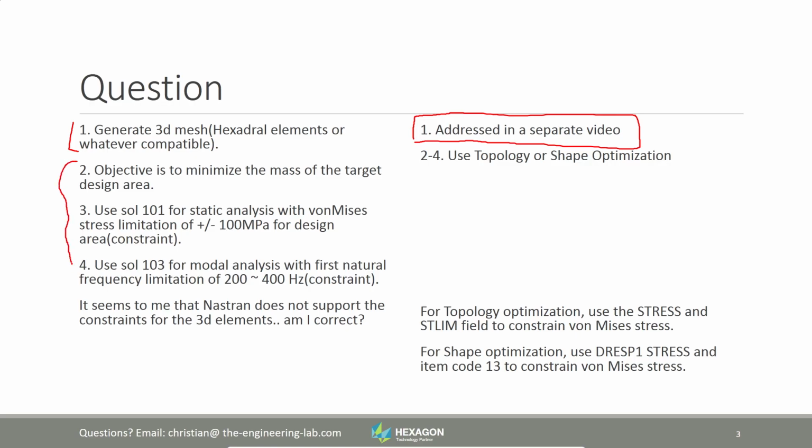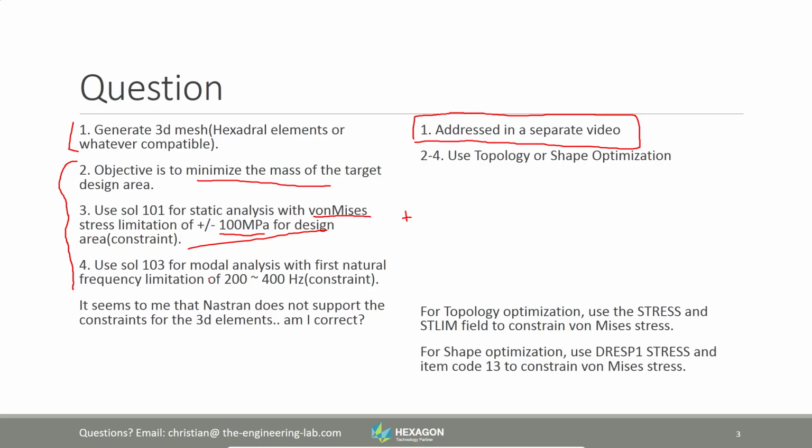The next set of questions were regarding how to set up a topology optimization. Here, the goal was to configure an objective that minimized the weight. The goal was to make sure that the maximum von Mises stress did not exceed 100 megapascals. I should mention that when you're dealing with von Mises stress, the equation has a square in it, so you're basically dealing with only positive values. You won't be dealing with negative von Mises stresses. They're all positive for the most part.